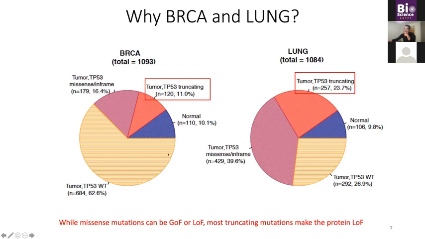Basically we use normal samples and truncating samples as the training data. So we assume P53 function in the normal samples is in normal condition, and P53 has complete loss of function in the truncating mutation cases. And the same thing for lung cancer. After we train the model, we will use it as a validation model to predict the other classes, the missense mutation cases and the wild-type cases.